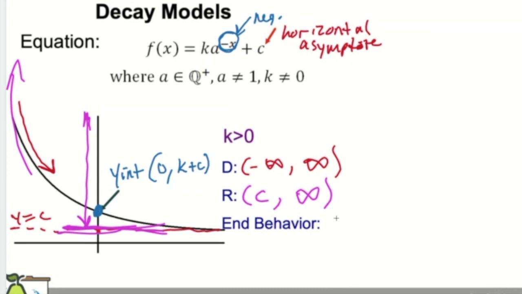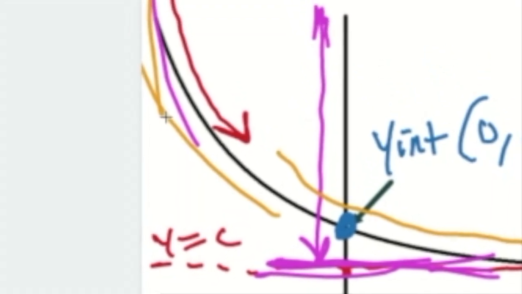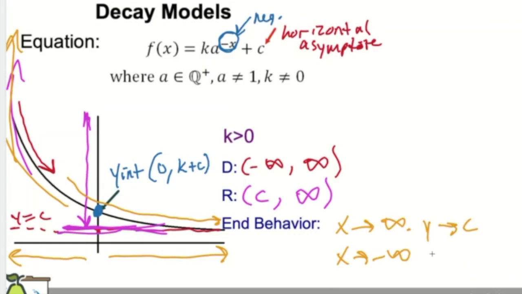And behavior, again, this is very, very similar. As x goes to positive infinity, you'll notice that the graph is coming down, down, down, down, down, closer to C. So y is C. As x goes the other way to negative infinity, this way, you notice the graph is going up. So my y values are going all the way up in the air. So y goes to positive infinity.